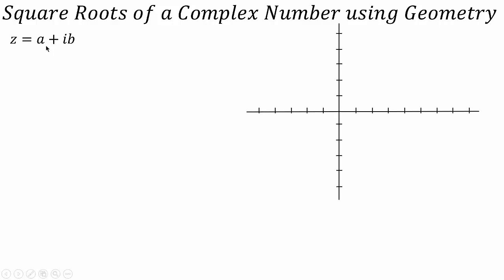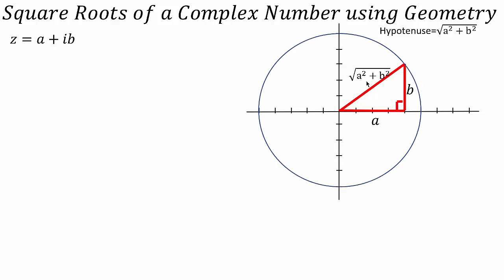Let's draw a plus ib in this plane. We will go a distance a along this axis and b distance along the imaginary axis. Now we will draw a hypotenuse like this, and using the Pythagoras theorem we can find the hypotenuse equals the square root of a squared plus b squared. Then we will draw a circle. Since this is the radius of the circle, this is also the radius, which will be the square root of a squared plus b squared.